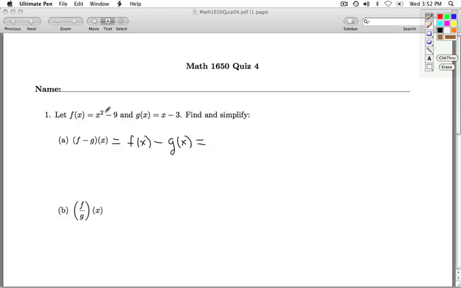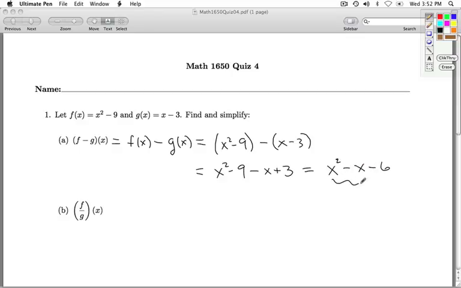And just like any time you replace things in algebra, it's always good to use parentheses so we'll avoid common mistakes. So f of x, we can replace that with the quantity x squared minus 9 minus the quantity g of x, x minus 3. So we get x squared minus 9, and we can clear parentheses, minus x plus 3. And so when we simplify and combine like terms, we get x squared minus x minus 6. And that'll do it for part A.